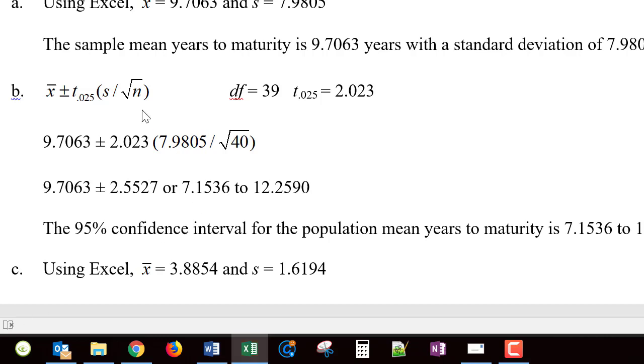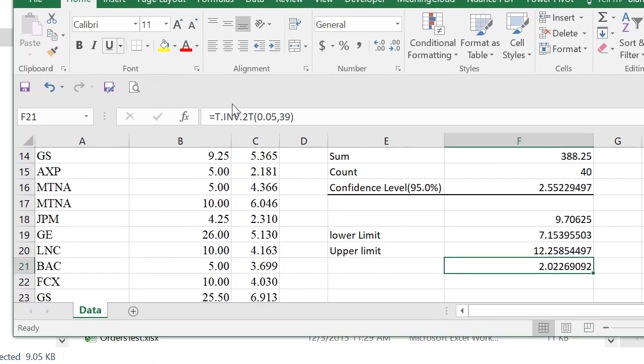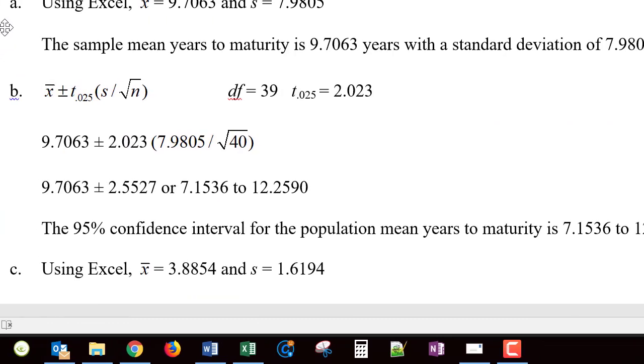Now you might be wondering, okay, if I had to do this by hand, where did I get this 2.023? Well, that 2.023 can be gotten if you use the formula T.INV.2T. So 1 minus the 95%, which is 0.05, and the degrees of freedom, since we've got 40 here, would be 40 minus 1, or 39. And so that's where that value came from. So I didn't want you to think that I made it up out of thin air.